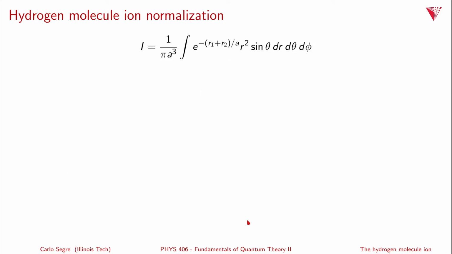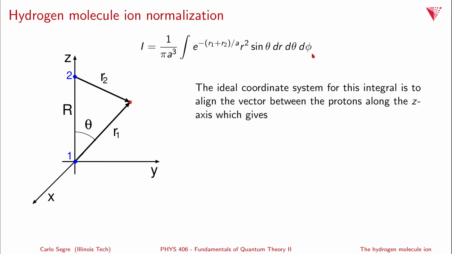So I, once you substitute in the wave functions, is equal to 1 over pi a cubed times the integral of e to the minus r1 plus r2 over a times r squared sine theta dr d theta d phi. The ideal coordinate system for this integral is to put proton 1 at the origin. That way, the coordinate r is identical to the coordinate r1. And the orientation of the z-axis should be along the distance from proton 1 to proton 2, where proton 2 is a distance capital R from proton 1.